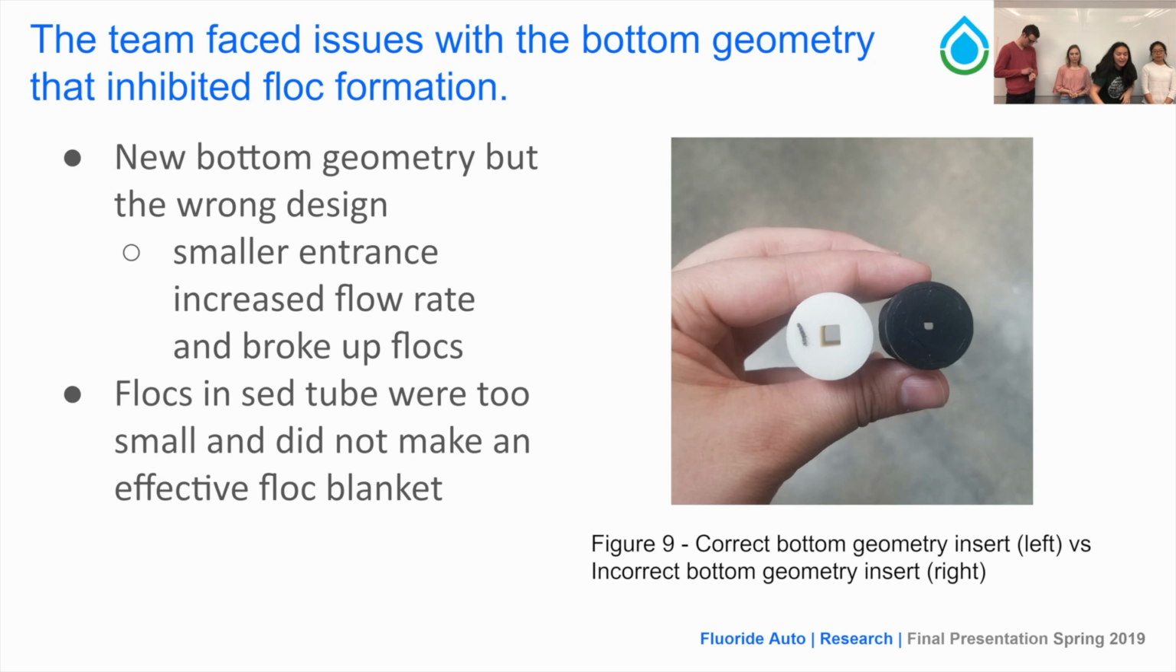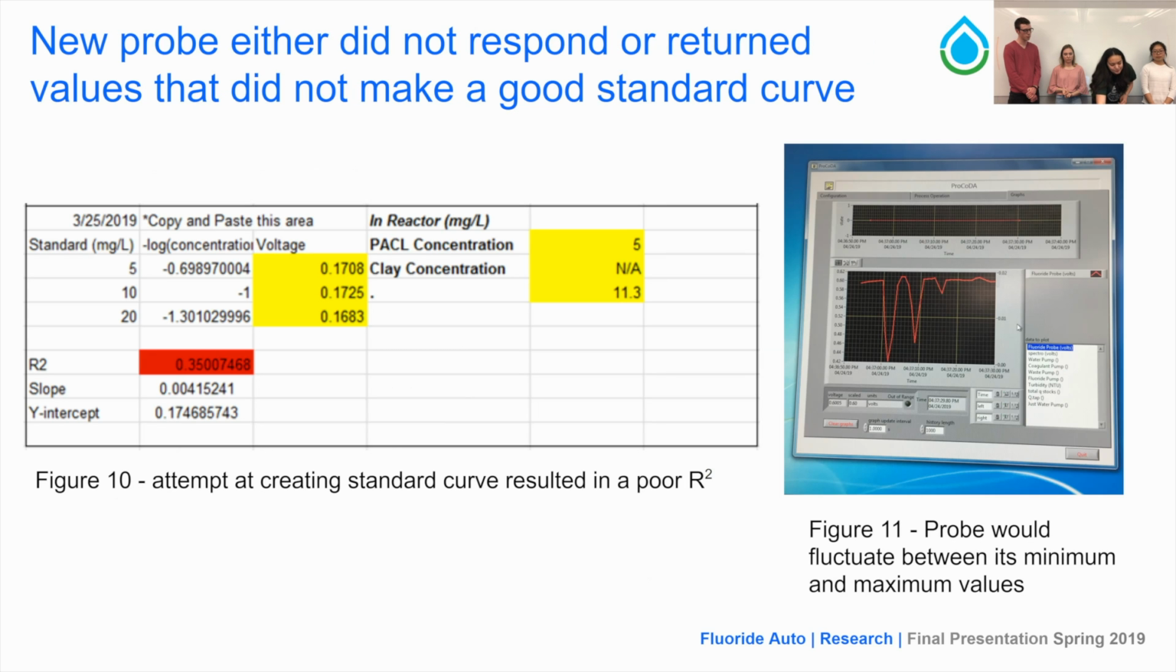And since we had these smaller flocs in the sed tube, they weren't settling properly, and they weren't making a really nice, fluffy, dense floc blanket. Essentially all the flocs were just moving up through the sed tube and out the effluent instead of exiting out the floc hopper where we want them to go, so that was definitely an issue. So we'll have to get the new correct bottom geometry before we can run more successful experiments.